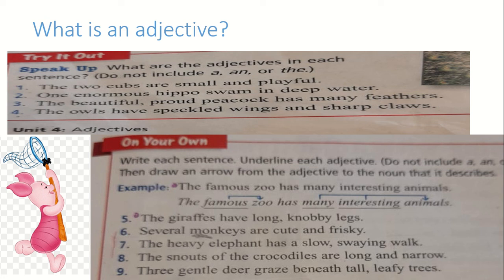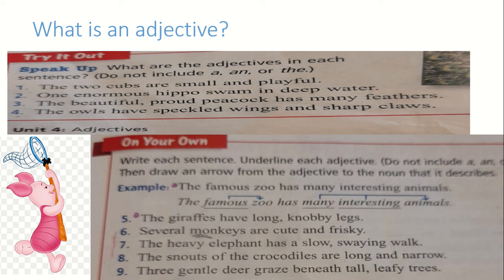The giraffes have long, knobby legs. Right here, it's describing the legs, and it has 2 words that describe the legs, long and knobby. So long and knobby should be underlined on red. And then you will make an arrow to the word legs or circle the word legs with a different color. Okay?